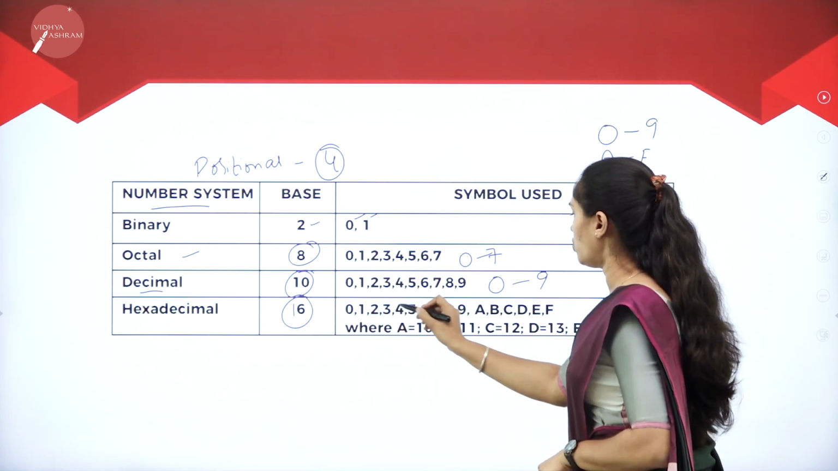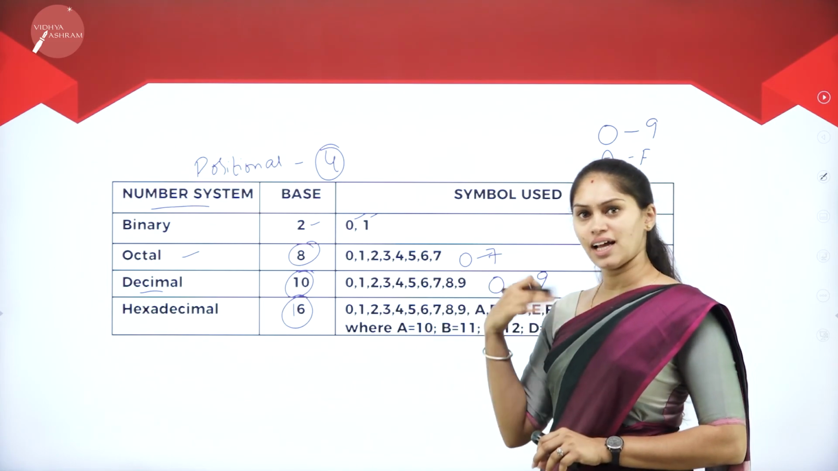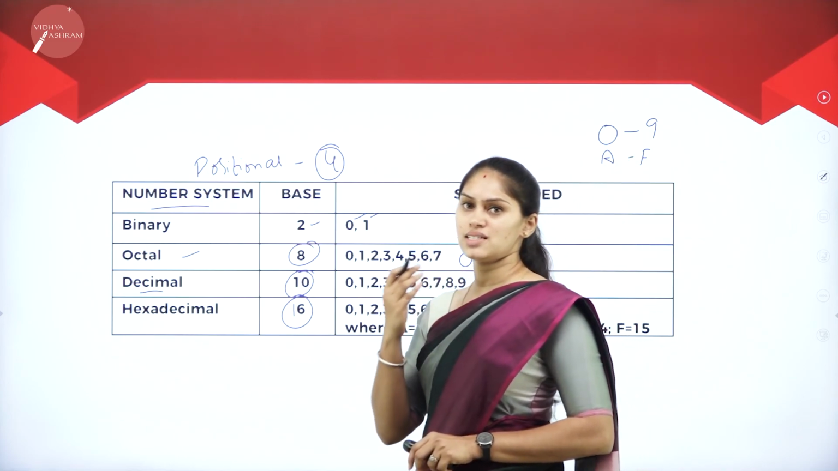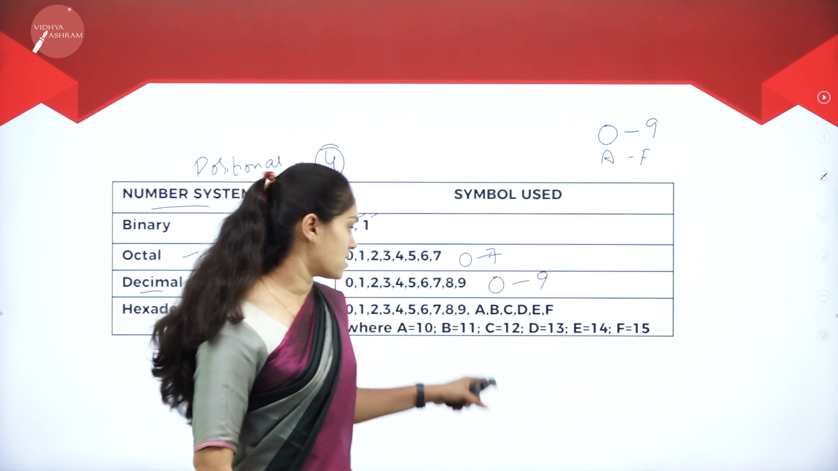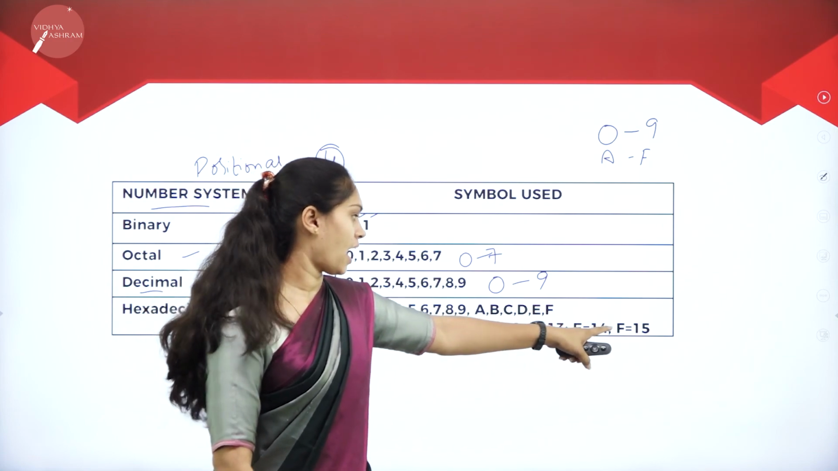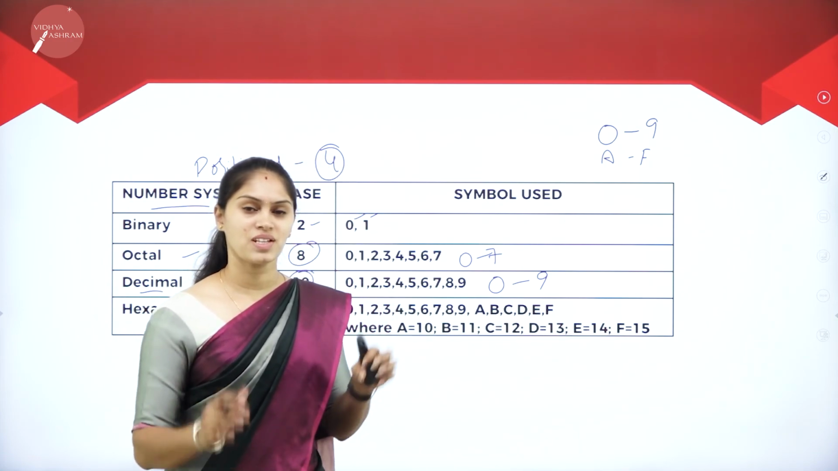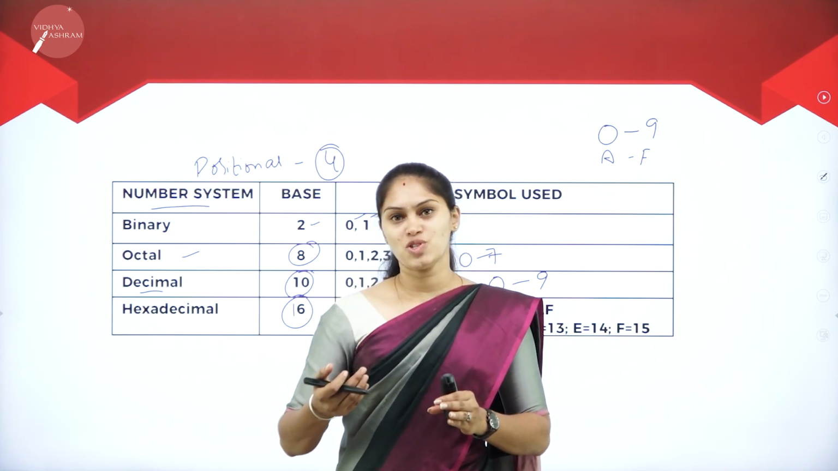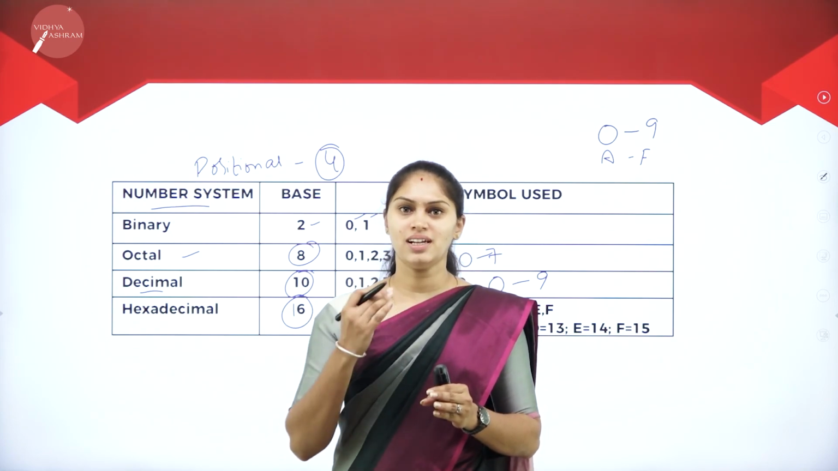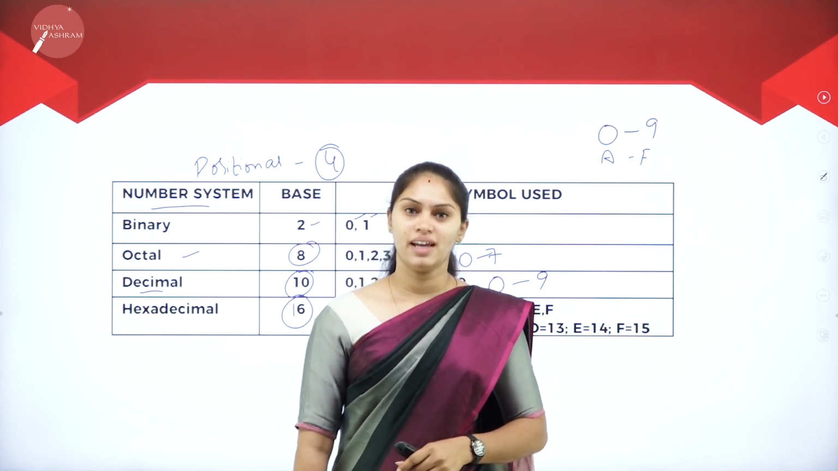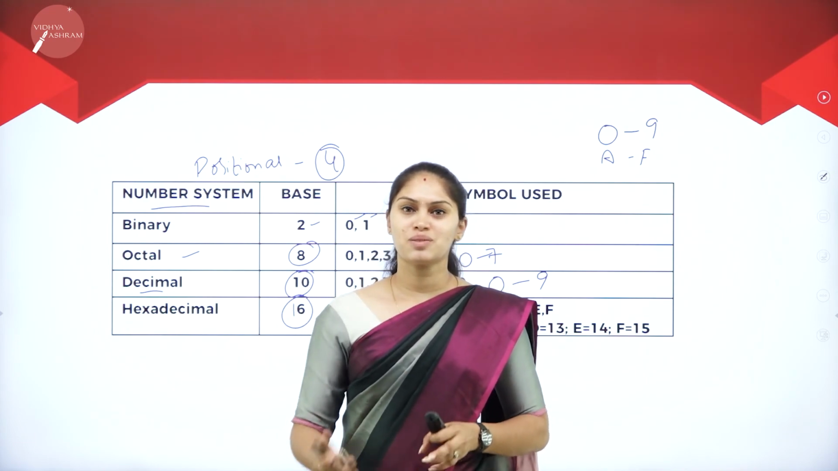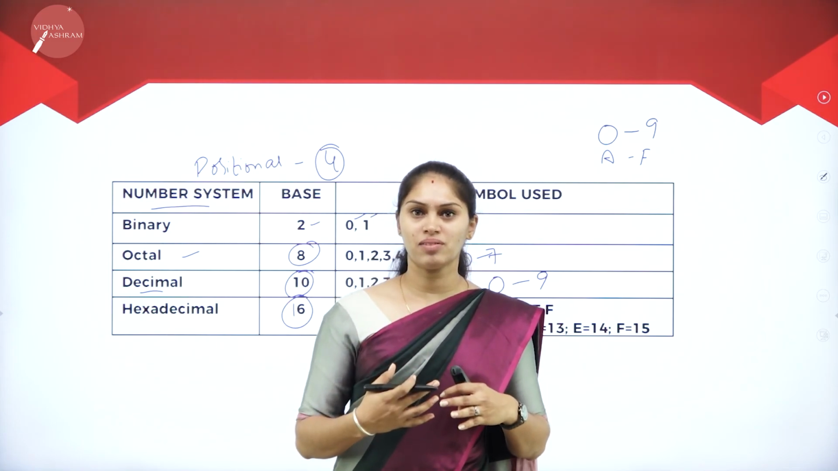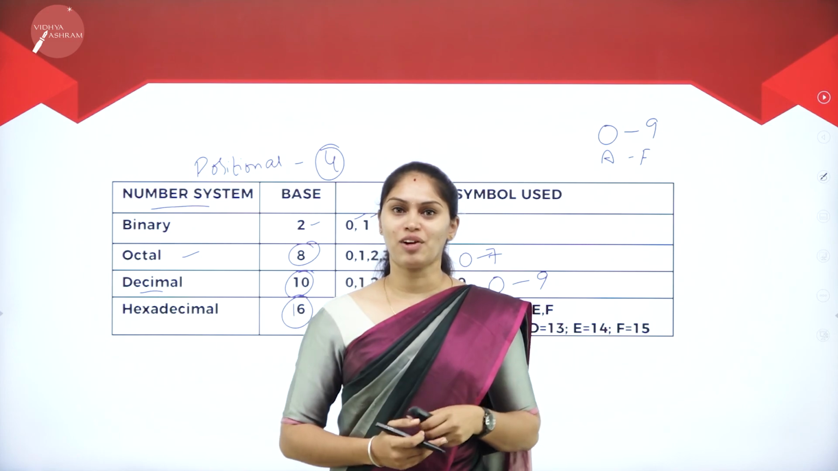So 0, 1, 2, 3, 4, 5, 6, 7, 8, 9 will be as they are, and A is represented by 10, B is 11, C is 12, D is 13, E is 14 and F is 15. So this is the number system. Types of number systems are non-positional and positional. In positional, we have decimal, binary, octal and hexadecimal. Along with its base or radix, the total number of digits that we can represent, and the power to which it will be raised, everything you have to remember.